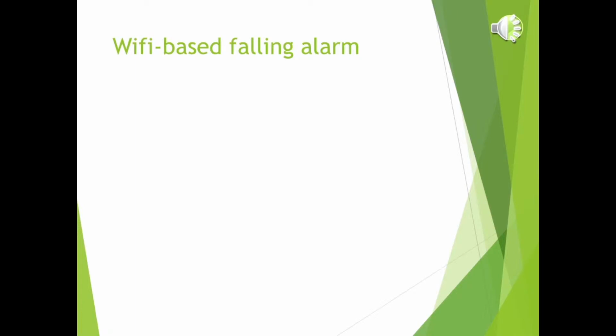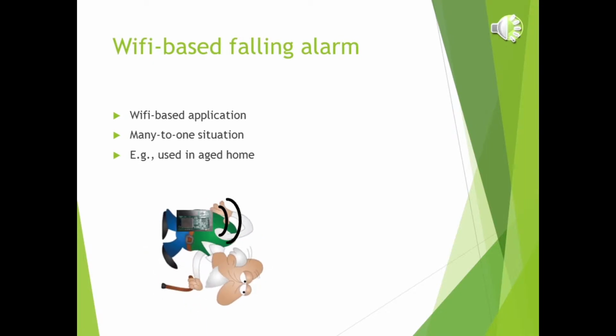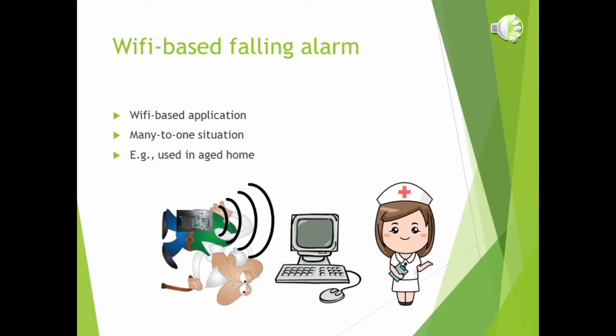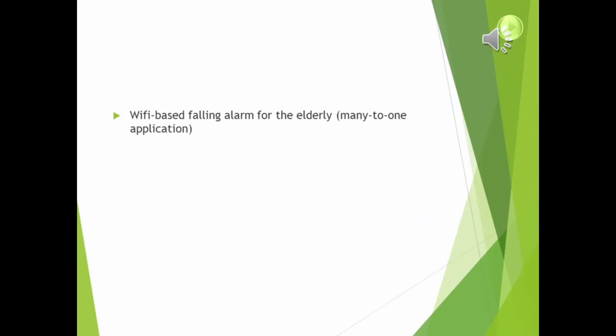And as I have mentioned, our machine is a Wi-Fi based application, therefore it is suitable for a many-to-one situation. For example, it can be used in an aged home. When an elderly person who has worn our device has fallen, the device will trigger an alert signal to the server through Wi-Fi, which means it will alert the staff in the aged home to perform an on-time rescue to the elderly.